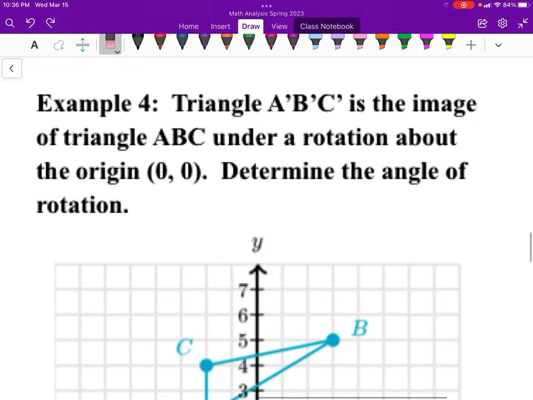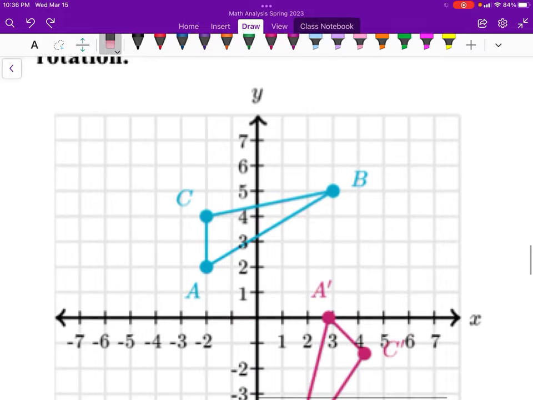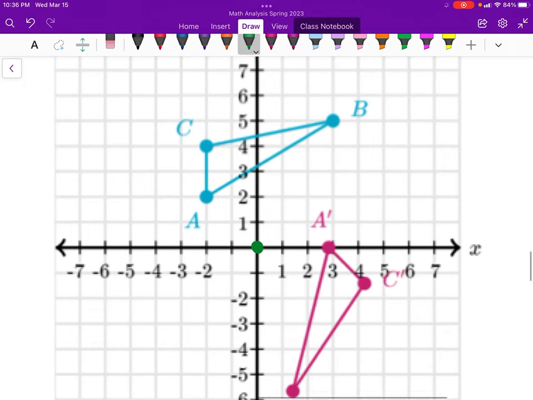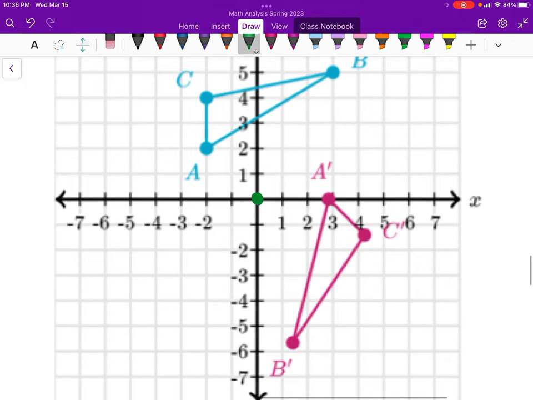On this one, we have triangle A prime, B prime, C prime is the image of triangle ABC under rotation about the origin. We want to determine the angle here. So let's plot our origin first, 0, 0. Once again, you could choose any point to work with. I could work with B and B prime, or C and C prime. In this case, I'm just going to work with A and A prime again, but you could choose any other point.